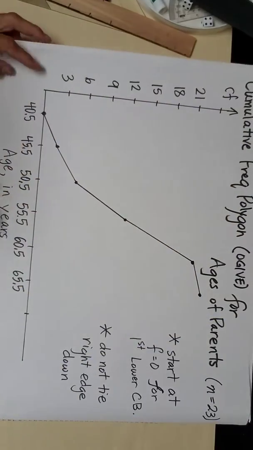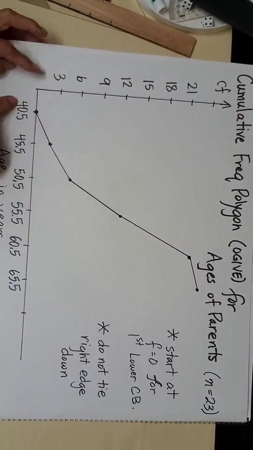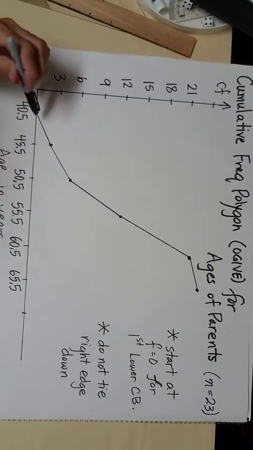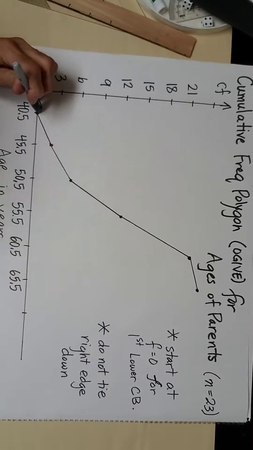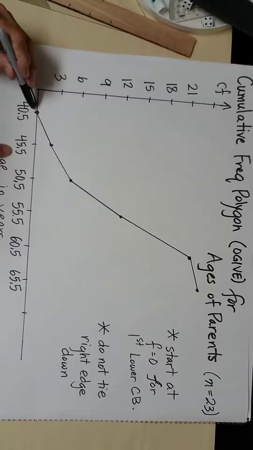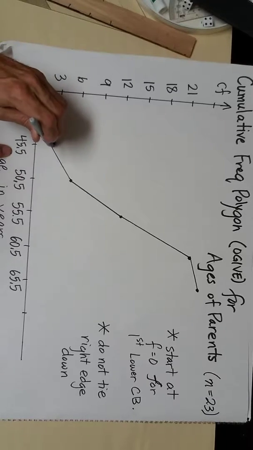As a result, on our scale, we start with 40.5 here, as I've done, and we have a cumulative frequency of zero. The next grouping is 45.5, and the cumulative frequency was 2 for that group.